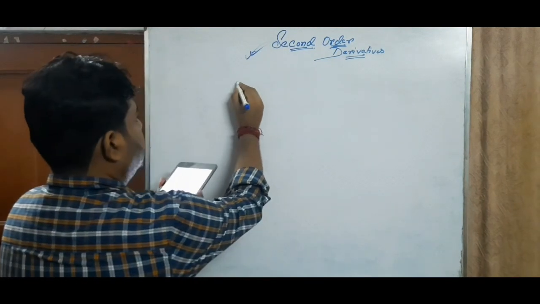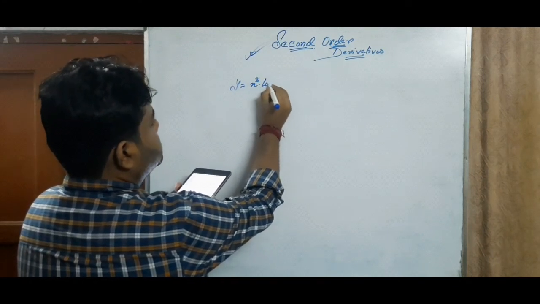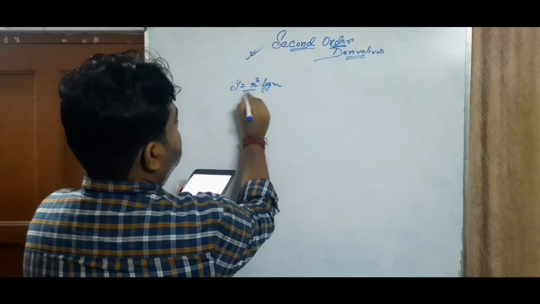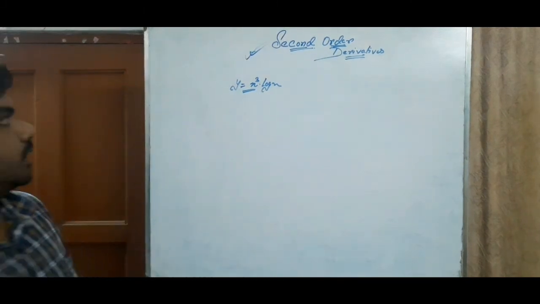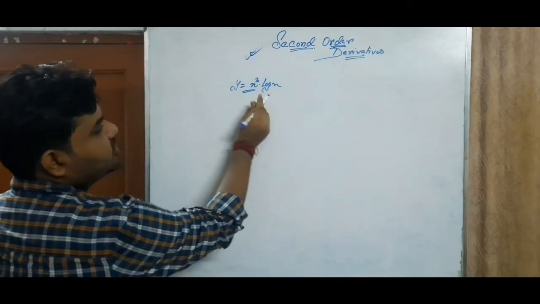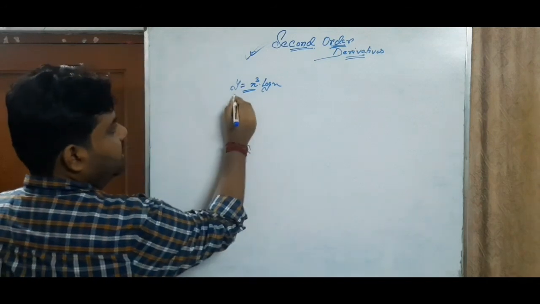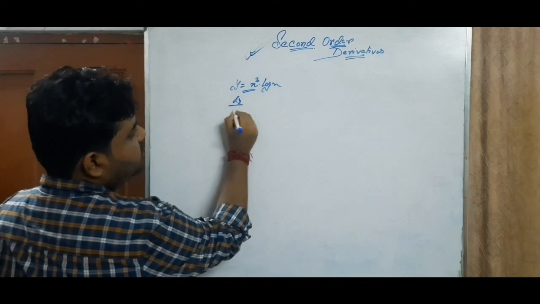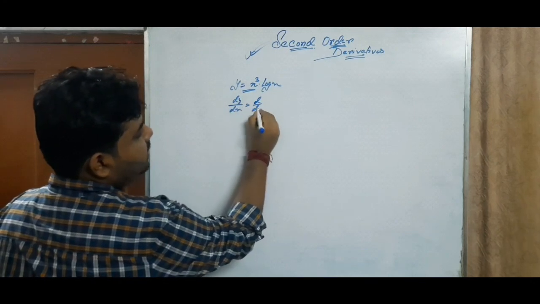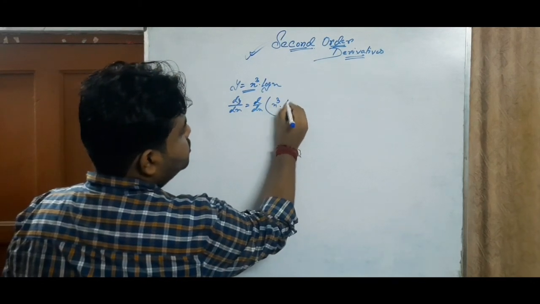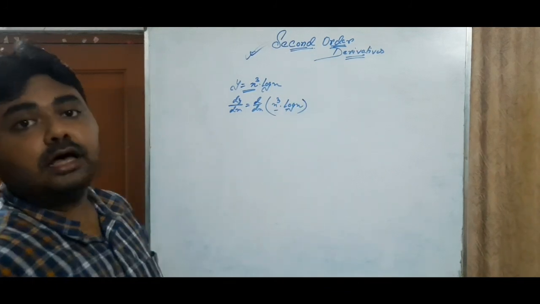Next one. Suppose y equals x cube log x. This is the function. Now, these are the two functions, x cube and log x. So we can write dy by dx equals d/dx of x cube into log x. Since two functions are there, we will use the product rule.